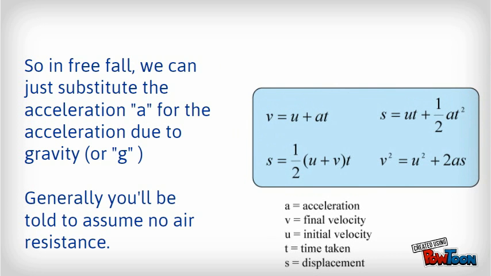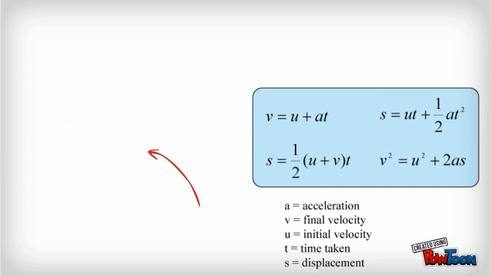So in free fall exam questions you will generally be told to assume that there is no air resistance, and all you need to do is to take your equations of motion, and where you see the letter a for acceleration, you just substitute the value of g, the acceleration due to gravity, which is 9.81.